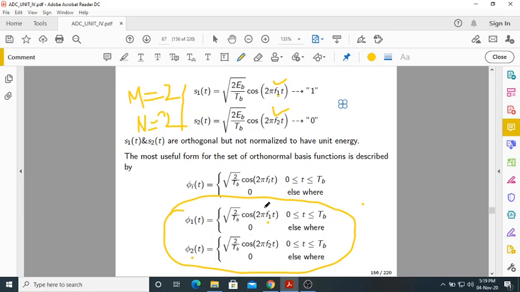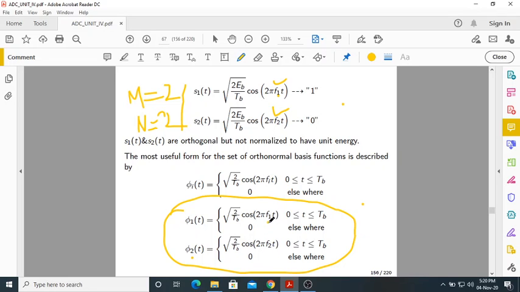But we already know the property of basis functions. They should be orthonormal, which means they should have unit energy and they should be orthogonal to each other. Now here, since we have two basis functions, we have to check the energy of each basis function. At the same time, you have to check whether these two are orthogonal to each other or not. There was no problem of orthogonality in case of BPSK because we had only one basis function. Now here you check whether these two are orthogonal or not, and whether they have unit energy or not. Obviously, they will have unit energies and they are orthogonal to each other.